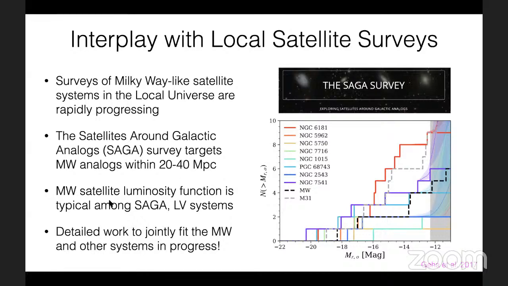And the initial results of that survey, which is consistent with the results of several surveys of satellite populations in the local volume, implies that the Milky Way satellite luminosity function is actually extremely typical among Milky Way brightness galaxies or among Milky Way mass halos. And so that's good news. It means that the inferences that we're drawing, for example, about dark matter physics, as I'll describe now, are not biased by the peculiar characteristics of the Milky Way.